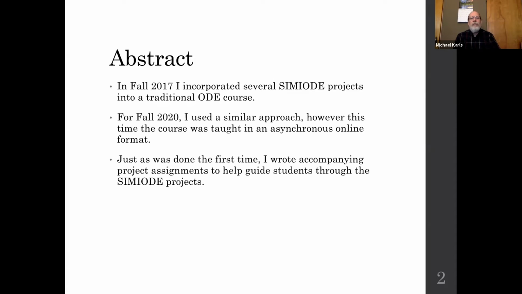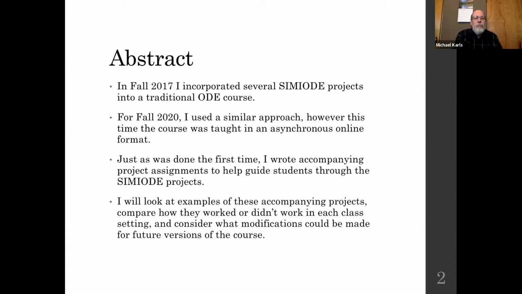Just like I did the first time, I wrote accompanying project assignments to help guide the students through the Simio projects. I'm going to look at some examples and compare how they worked or didn't work, and consider what we could do for future versions of the course.